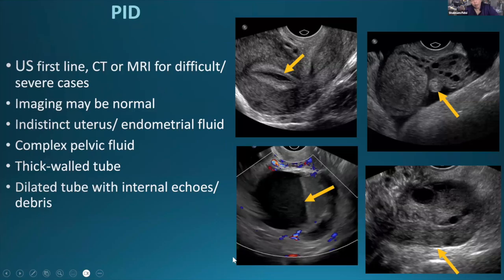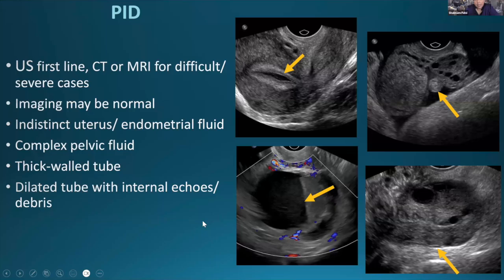How about PID, or pelvic inflammatory disease? So ultrasound is usually what the clinicians will order first to evaluate patients with suspected PID. CT and MRI are reserved for more difficult cases and for problem solving. Imaging can be entirely normal in PID.